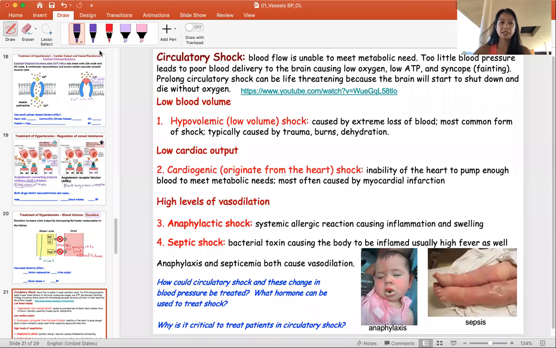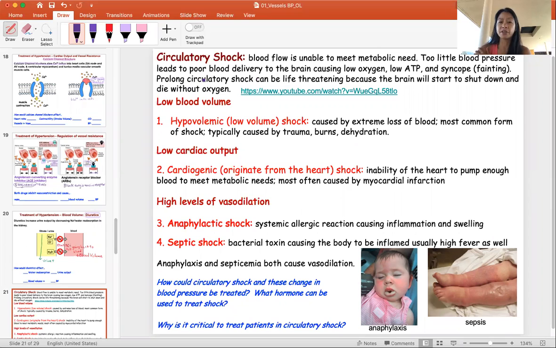Okay, in this video I'm going to look at some of the defects in blood pressure and also the defects in vessel health. So we're going to start talking about circulatory shock. Circulatory shock is really a critical care issue.